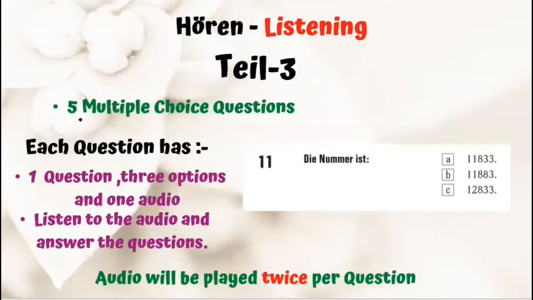Tile 3. In tile 3, again, you have 5 multiple choice questions. This is simple like the tile 1 part, but it is a bit difficult actually. It is a bit complicated.